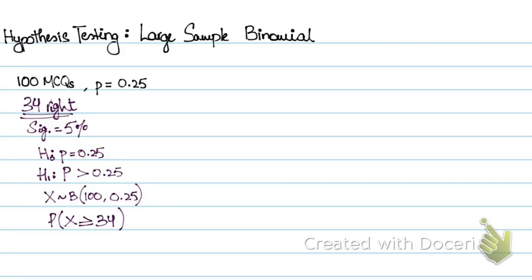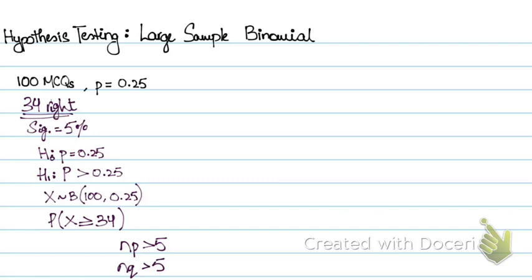But the problem here is that our n is pretty big. It's 100. So what we will do here is approximate it to a normal distribution, because np is greater than 5 and nq is greater than 5. Both conditions are met, so we will approximate it to a normal distribution.